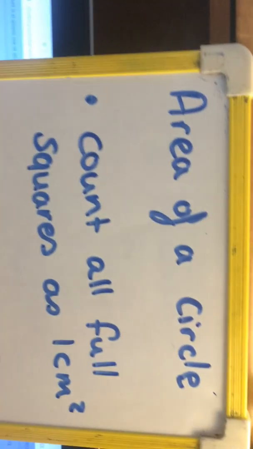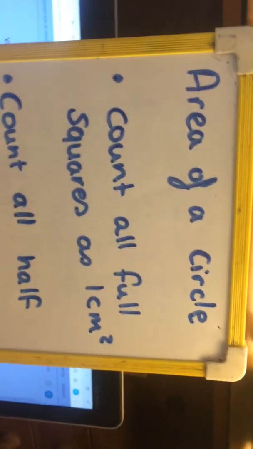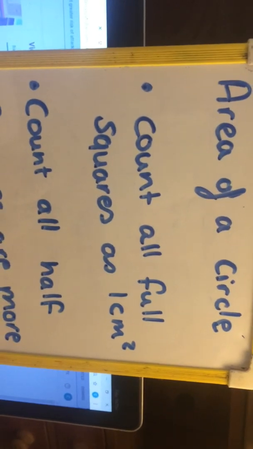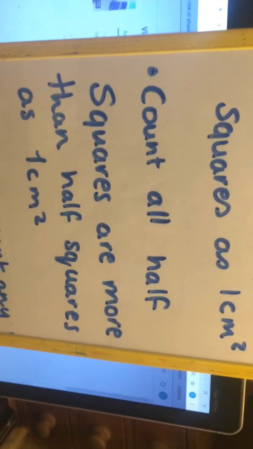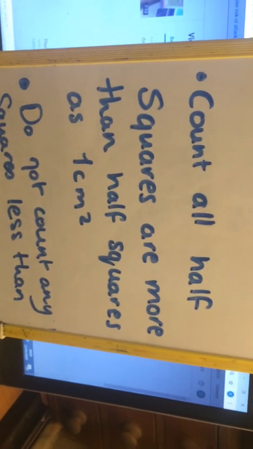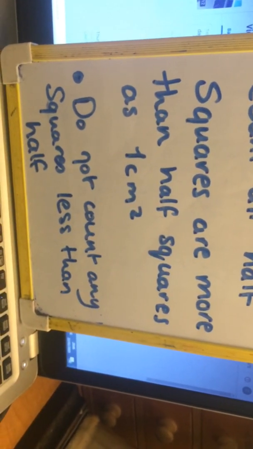So the rule when you're doing the approximate area of a circle is you count all full squares as 1 centimetre squared, then you count all half squares or more than half squares as 1 centimetre squared, and then you do not count any squares less than a half, okay? So I'm just going to use my pencil here to tick this with you to show you how you do this, okay? So here we go.